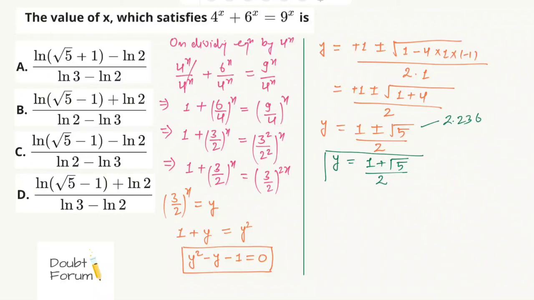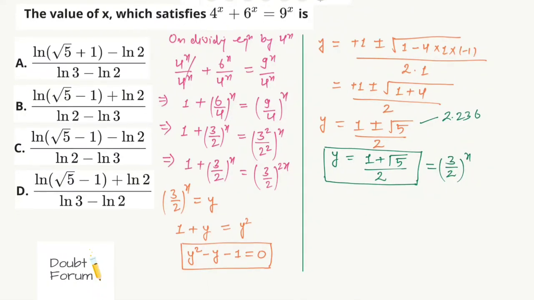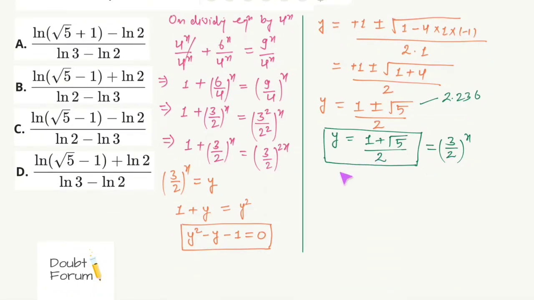And now what we can do, we can equate this equal to (3/2)^x, because we have assumed that (3/2)^x is equal to y. So we can equate this: y equals (3/2)^x. Now we can take the natural log on both sides. So on taking the natural log both sides, this will become ln((1 + root 5)/2), and this will be equal to x ln(3/2).